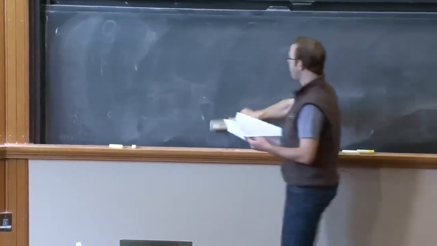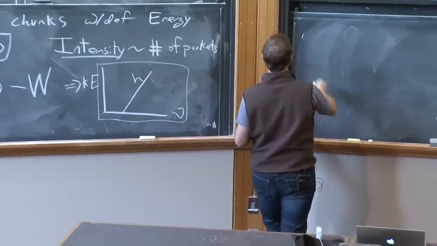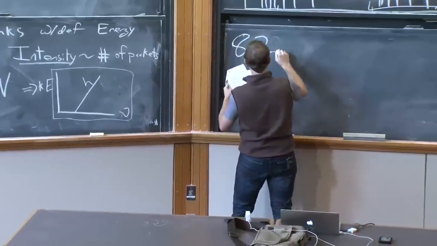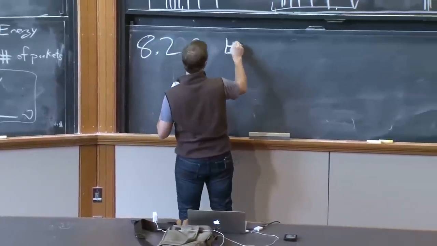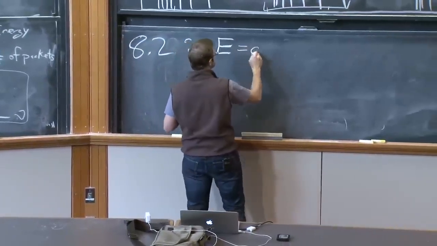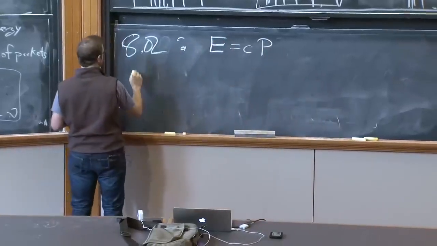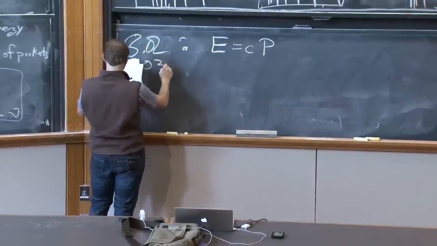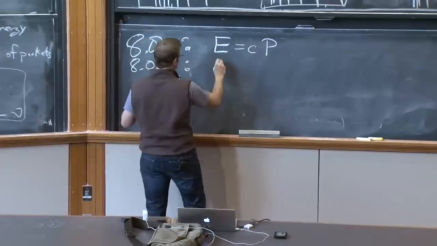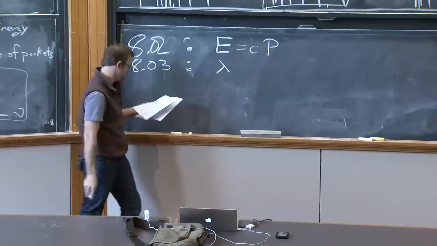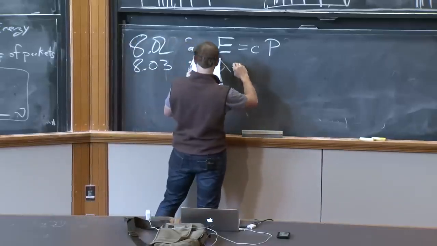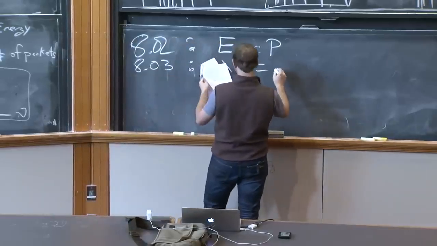So you can take what you've learned from 802 and 803 and extract a little bit more information out of this. So here's something you learned from 802. In 802, you learned that the energy of an electromagnetic wave is equal to c times the momentum carried by that wave. And in 803, you should have learned that the wavelength of an electromagnetic wave times the frequency is equal to the speed of light, c.